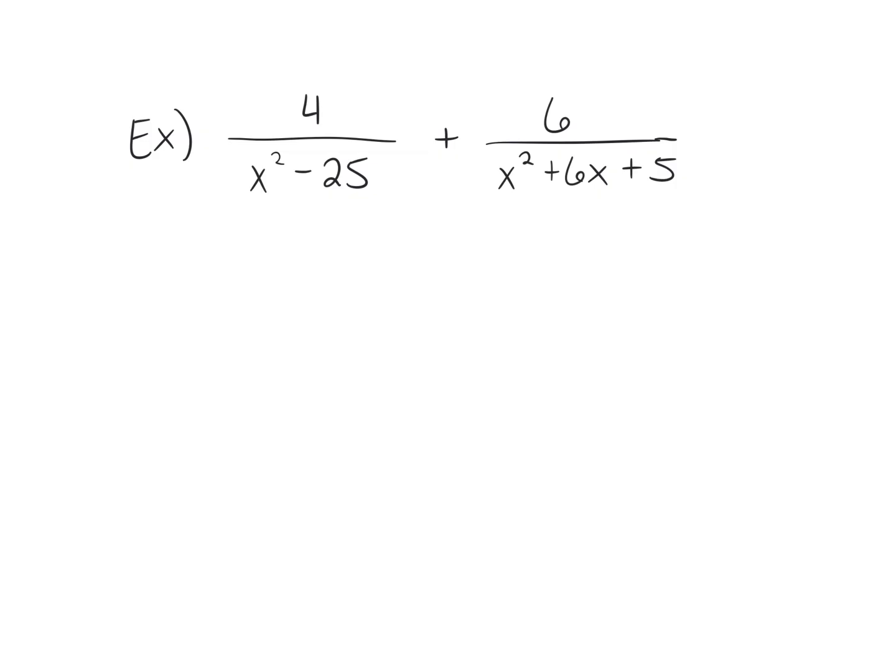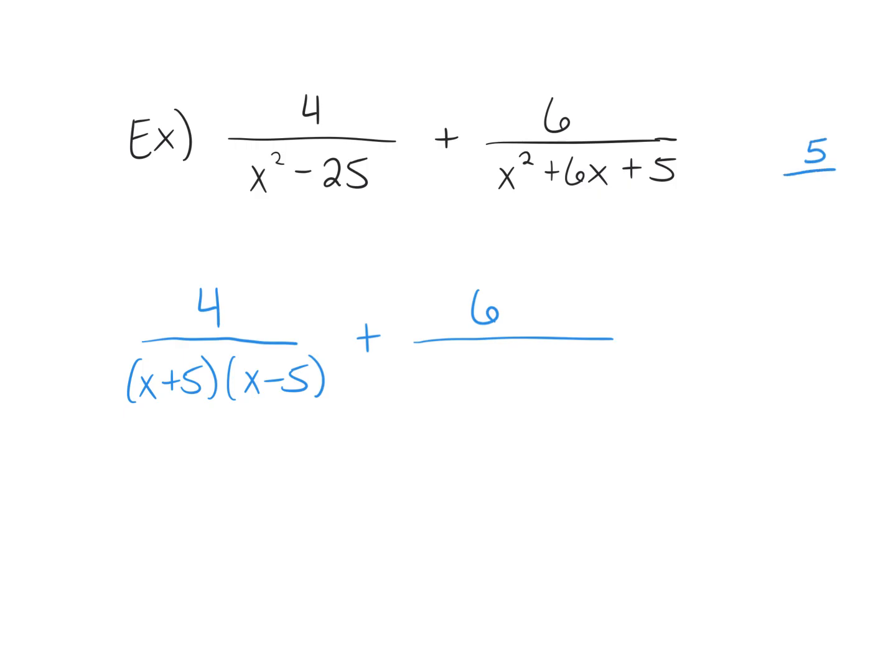Yep. So right now, I'm not doing anything with the numerator. So I'm just going to leave the numerator. What does this factor to? It's one of those special ones. X plus 5 and then x minus 5. Yep. Again, remember I'm not doing anything with the numerators right now. How do we factor this? What am I looking for? Factors of 5 that add up to 6. What are factors of 5? 1 and 5. How do I write 1 and 5 as factors? X plus 1. X plus 5.